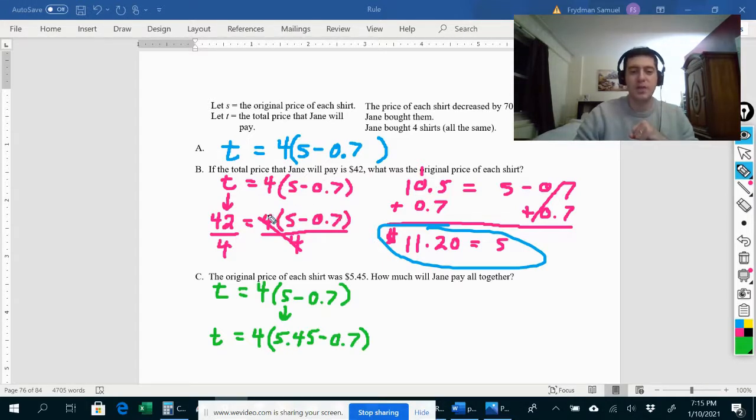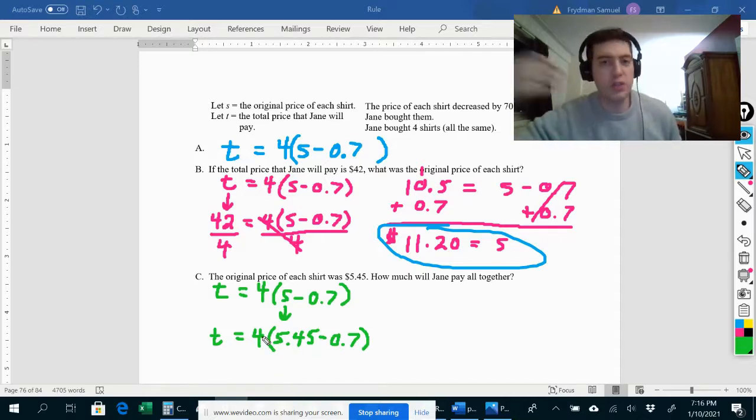So since this is multiplication here, 4 times all of this, we had to do the inverse of multiplication, which is division. So that was our first step. And then to get rid of the 0.7, since this was subtraction, we had to do the inverse of subtraction, which was addition. But here, the t is already by itself. It doesn't have any other numbers around it. So we don't have to use any inverse operations. All we have to do is evaluate this side of the equation.